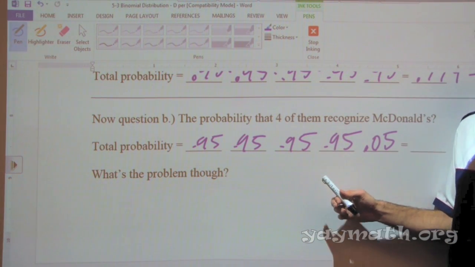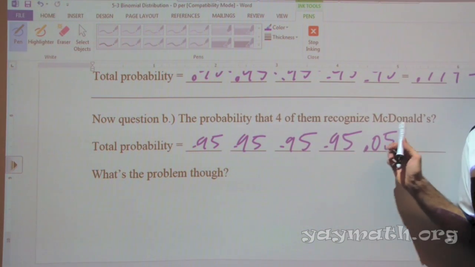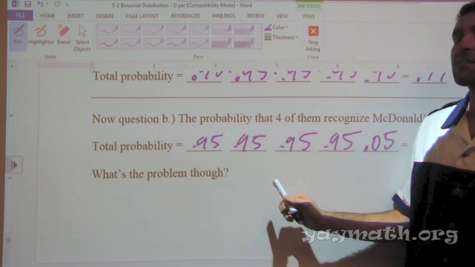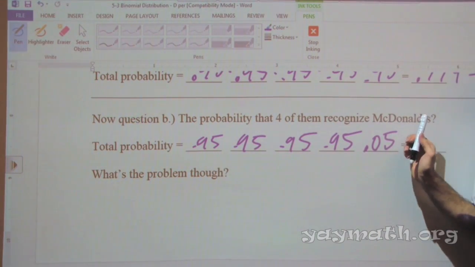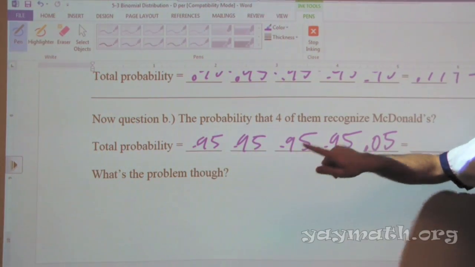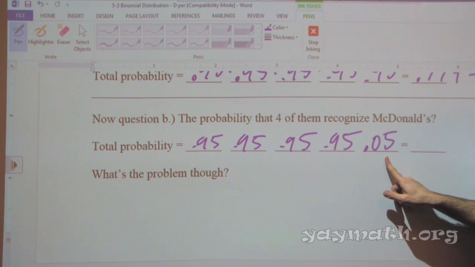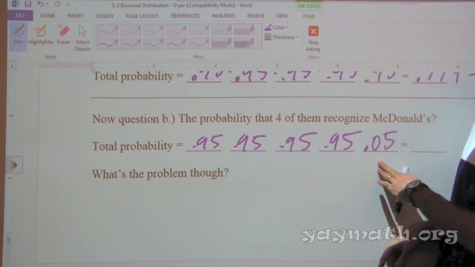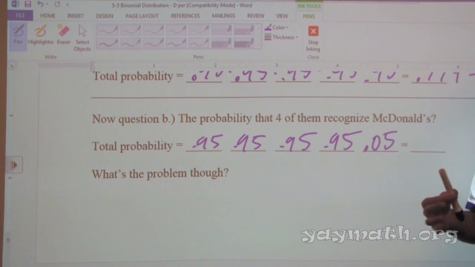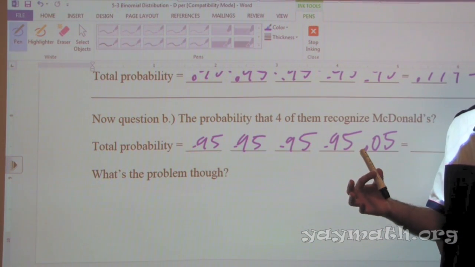All right? So we would do this, except there's a problem. Because this is only one scenario. This is the scenario of recognize, recognize, recognize, recognize, not. But the number wouldn't be any different if the 0.05 was first. It would, though. It's another way you can arrange 5 people to recognize or not.